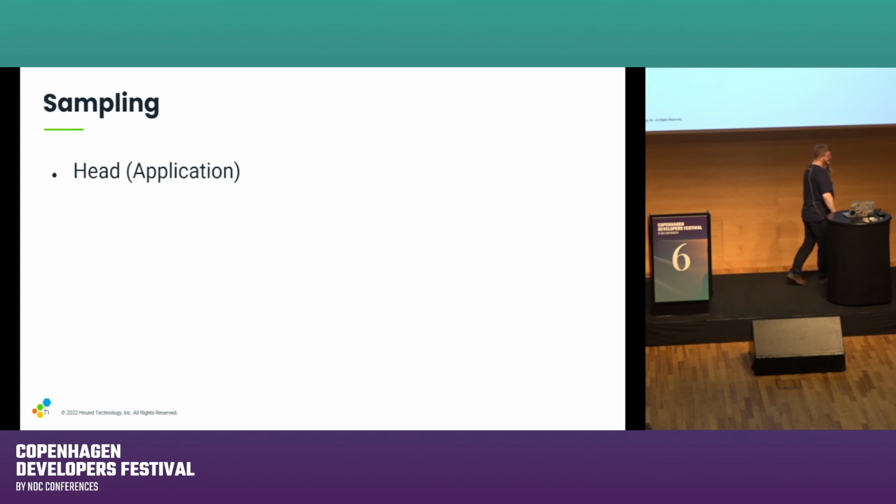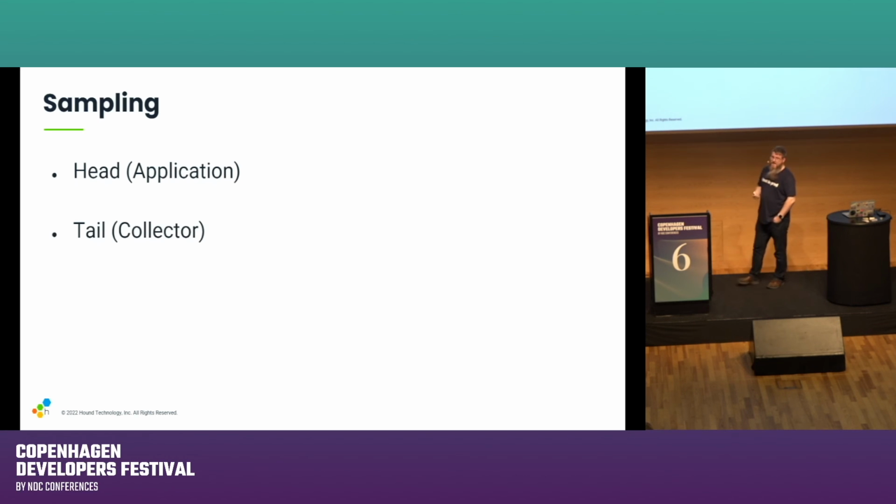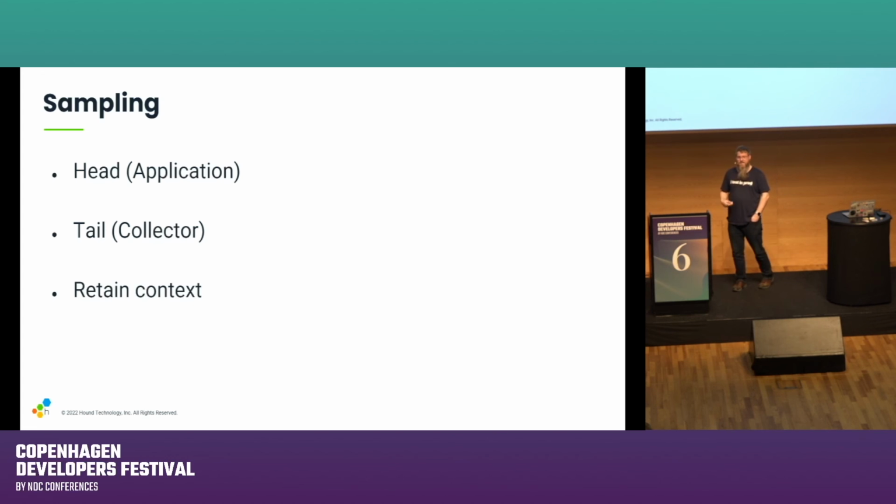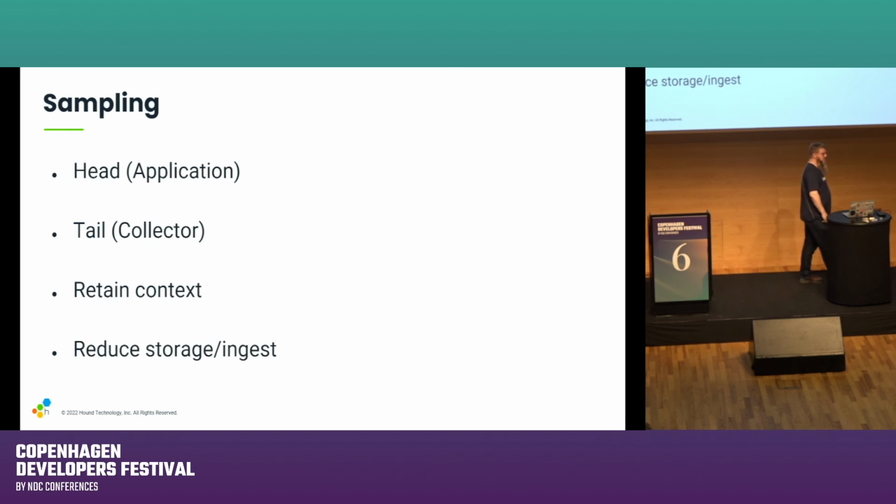Two types of sampling. We've got head sampling and tail sampling. Head sampling happens at your application level. Tail sampling happens inside of a centralized thing that we like to call the collector. And it's a way for us to retain trace context without as much cost. So it helps us reduce our storage and our ingest while retaining all of that rich context that you get from them.